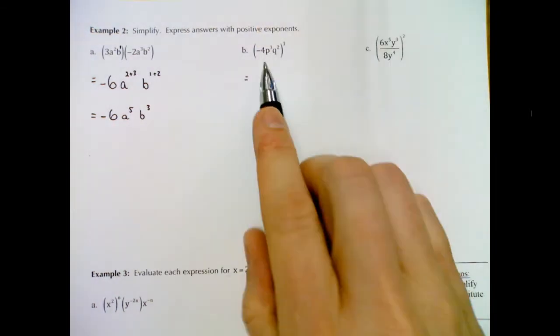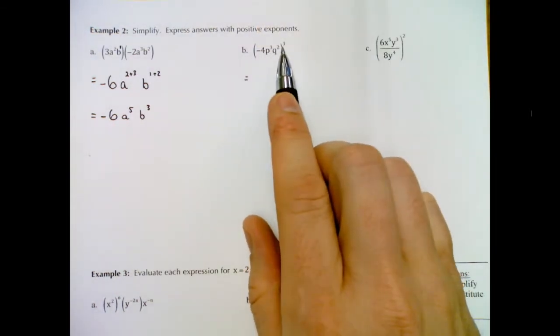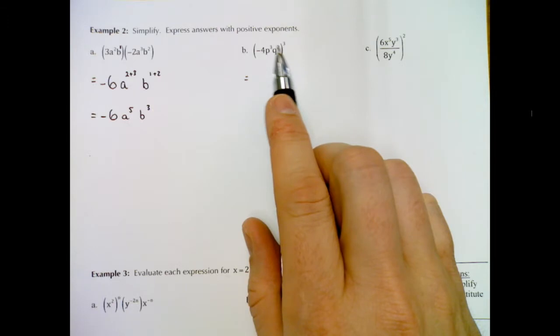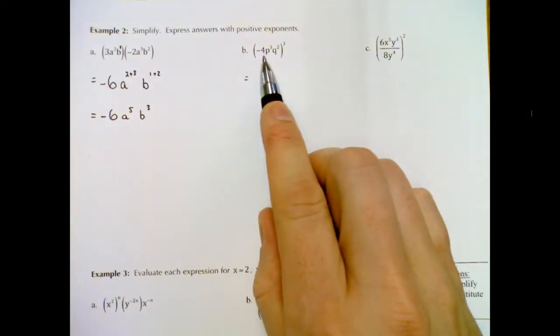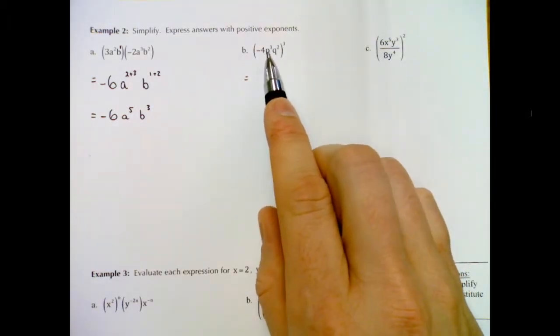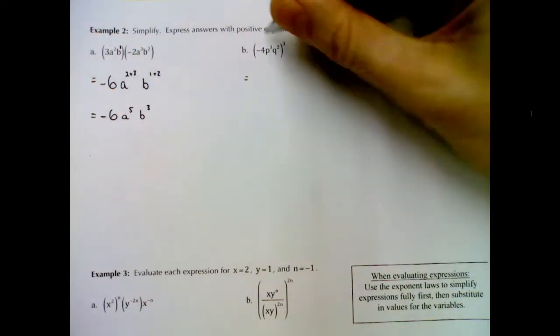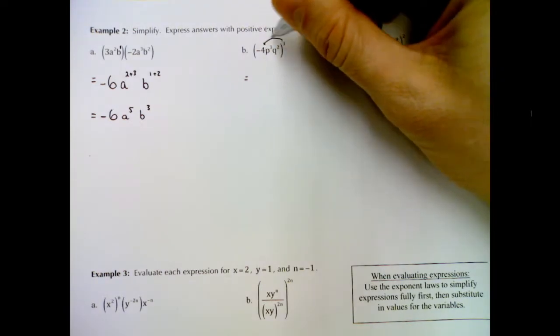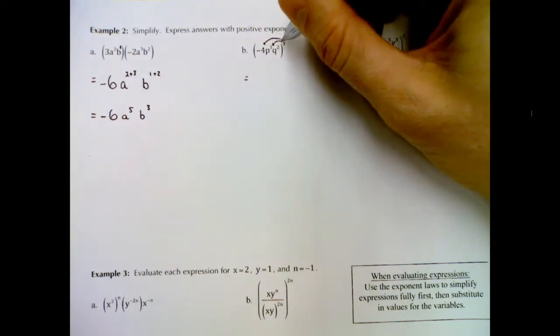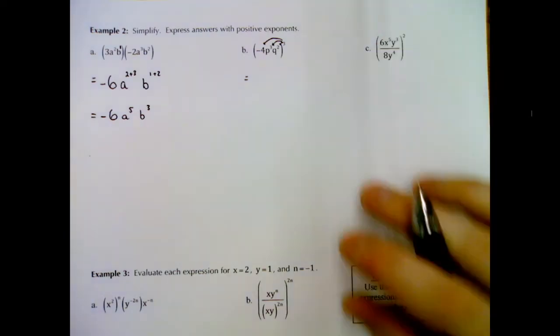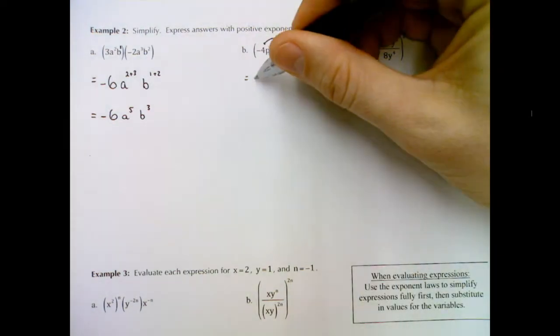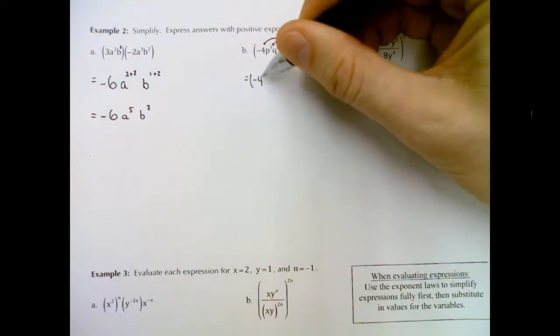B's got a single term raised to the exponent 3. Now, just like on the first page, power of a product, we have 3 things being multiplied here. Negative 4, p cubed, and q squared. Each term gets the exponent. The number gets the exponent, the p term gets the exponent, and the q gets the exponent. Here's how this would look. Negative 4 gets the exponent.